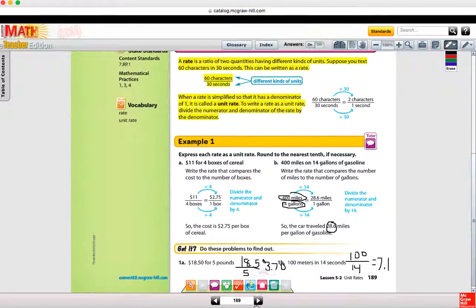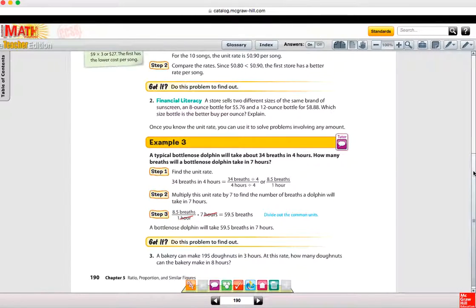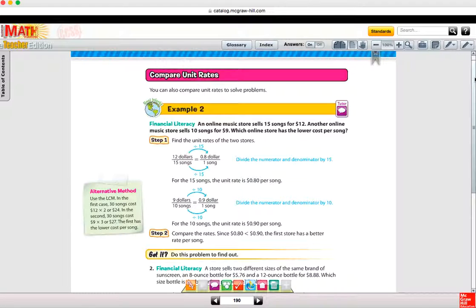All right, so for the next, example 2, we have an online music store that sells 15 songs for $12. Another online music store sells 10 songs for $9. Which online store has the lower cost per song? So what we have going on here is a comparison of 2 stores. Here's store number 1, making the unit rate 80 cents per song. Here's store number 2, making it a cost of 90 cents per song. 80 cents is lower than 90 cents, so the first store has a better rate per song.